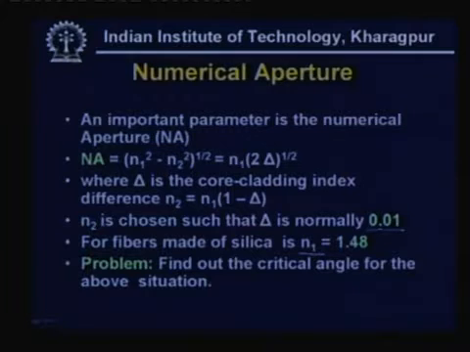Now with this parameter in mind, if we consider N1 and N2, the refractive indices of 2 mediums, can you find out the critical angle for the above situation? That means the situation where you have got 2 core cladding materials with difference in refractive index of delta, that is 0.01. So you can find out the critical angle, and this is given as a problem to you.